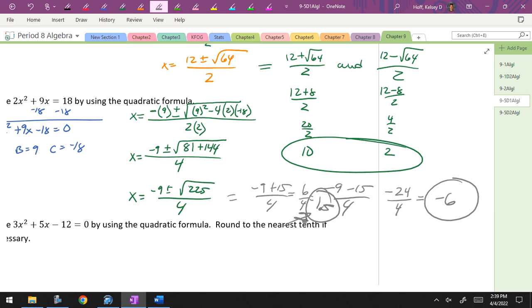What'd you say? This one talks about rounding. It's the first indication that we got something weird happening here, right? Round to the nearest tenth. It does say if necessary, but good spot.